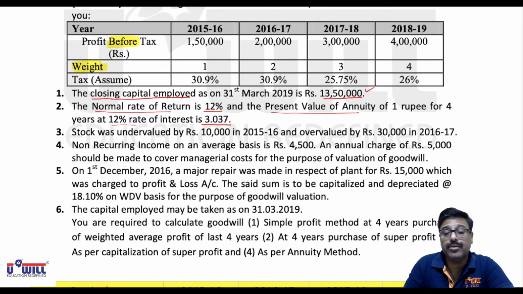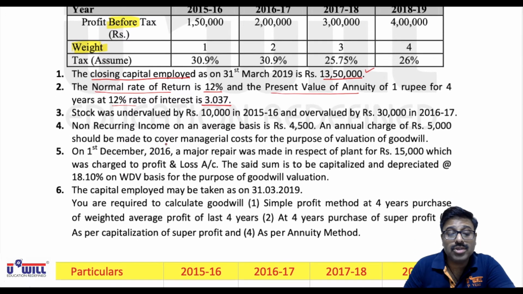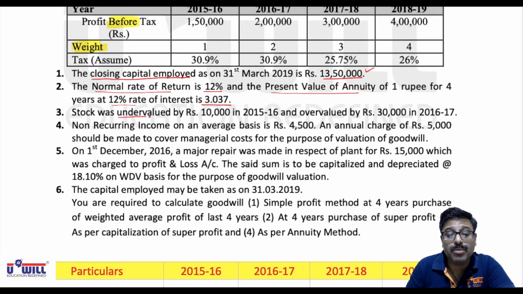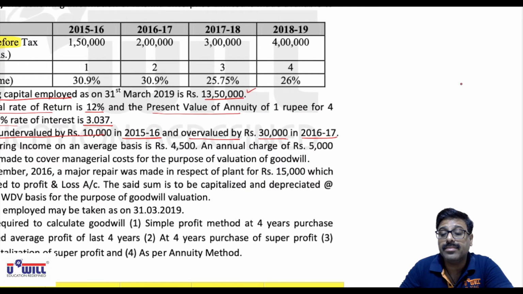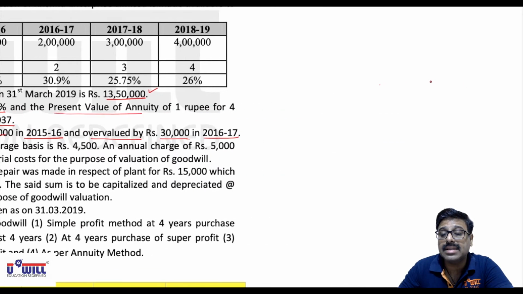So annuity value for 12% return is also directly given. Now stock was undervalued by rupees 10,000 in 2015 to 16 and overvalued by rupees 30,000 in 16 to 17. First of all, undervalued means what? Credit side. Undervalued means credit side. Suppose stock is 1 lakh, then instead of 1 lakh we have taken 90,000. I have explained this earlier also. Actual value is 1 lakh.